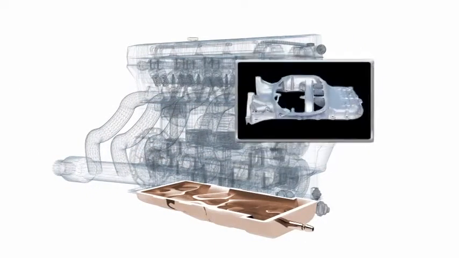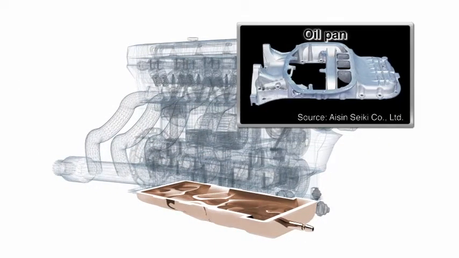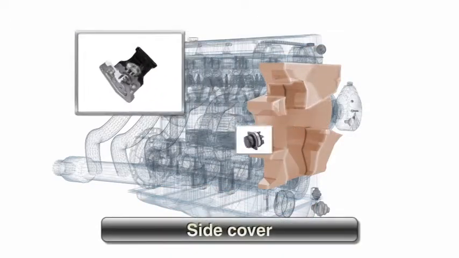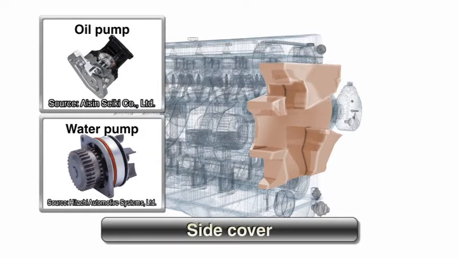The oil pan stores the lubricant for the engine. The side covers encase the oil pump and the water pump. Covers are made of lightweight materials such as plastic and magnesium.